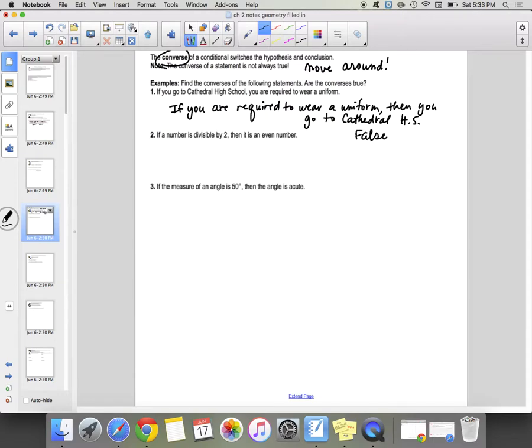Okay, but they're not always false. So like number two works. It says if a number is divisible by 2, then it's an even number. So we would say if a number is an even number, then the number is divisible by 2. That works. So the converse of that statement is good.